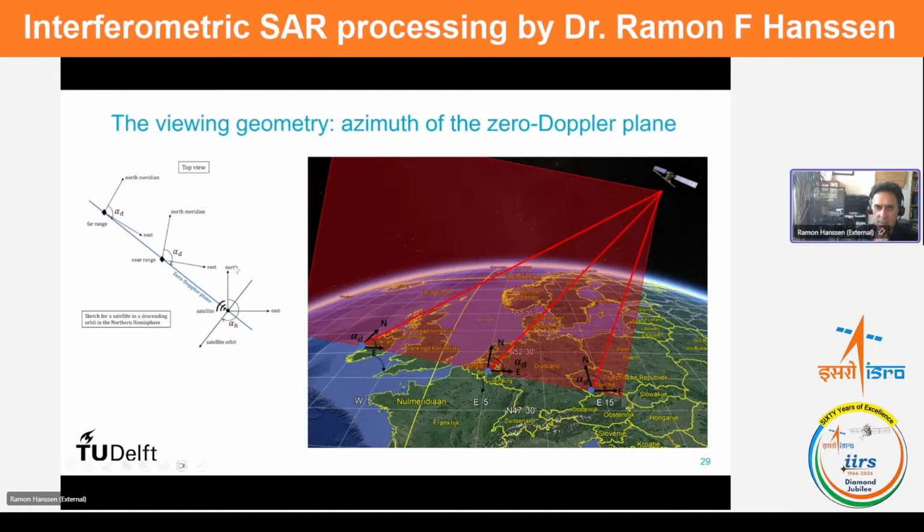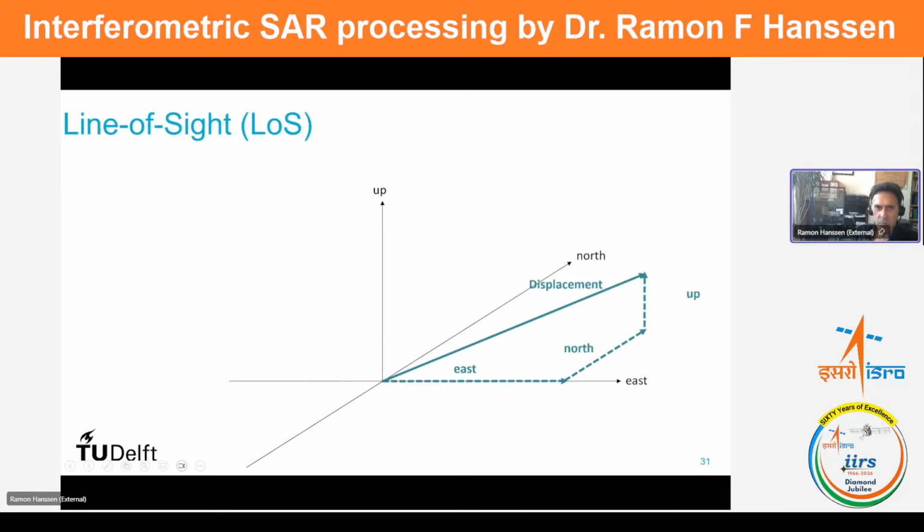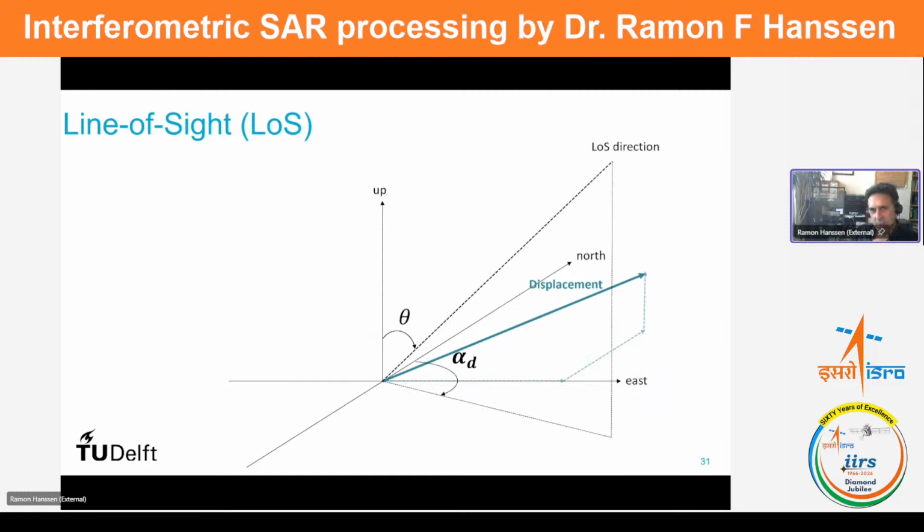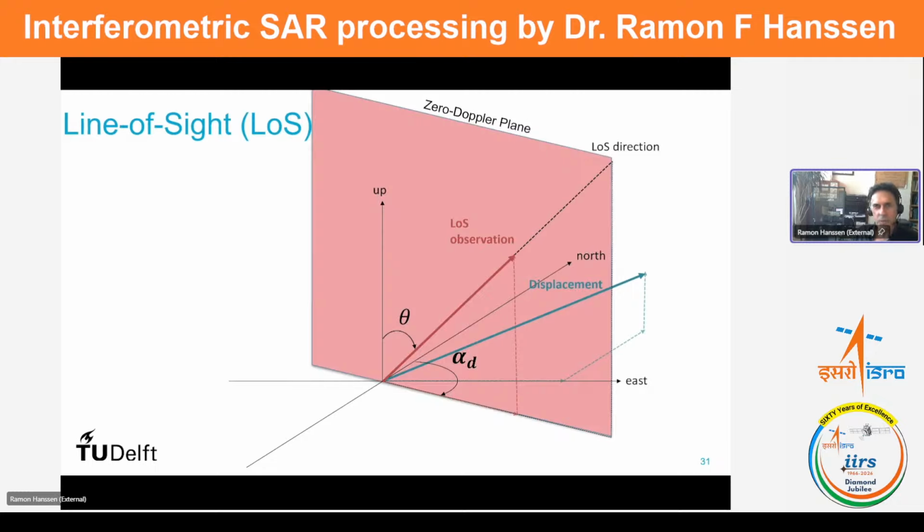They matter. Now if we take it from there and bring it to the line of sight mapping. First of all, we have a displacement in east-north-up on the Earth. We have a line of sight direction with the azimuth of the zero Doppler plane, alpha d, and incidence angle theta, the local incidence angle. And basically what we're observing is the line of sight, the projection of the displacement onto the line of sight. And that is indicated here in red. That vector is in the zero Doppler plane. That's what you can see over here.